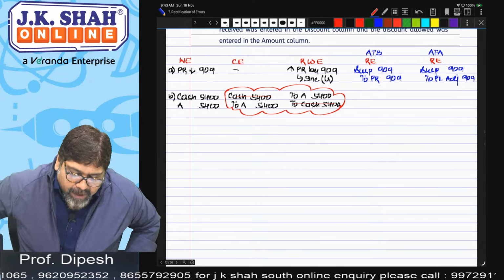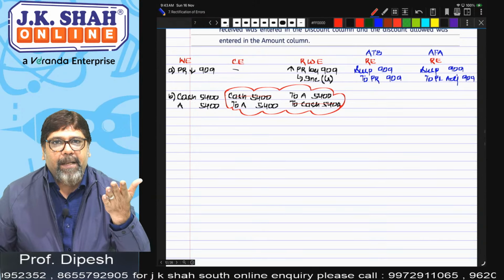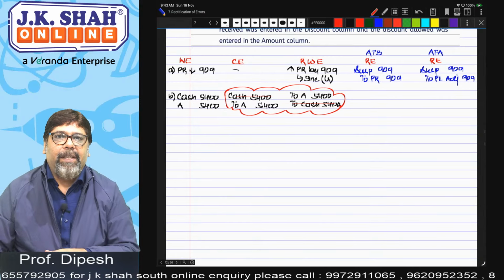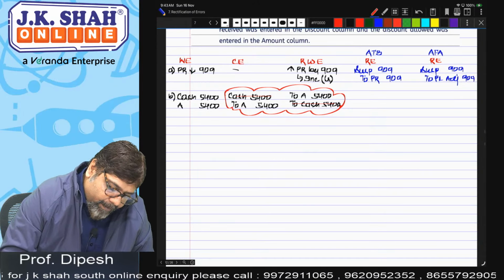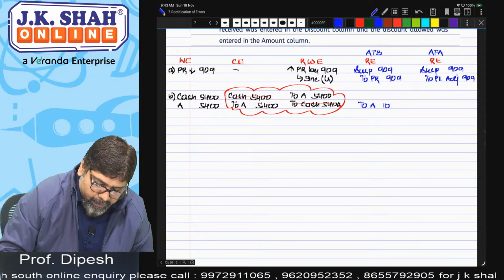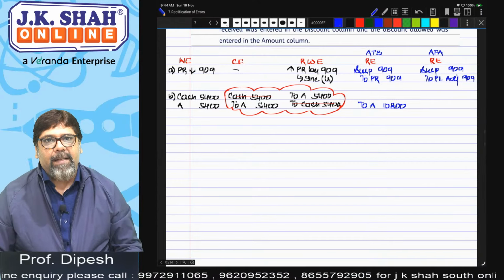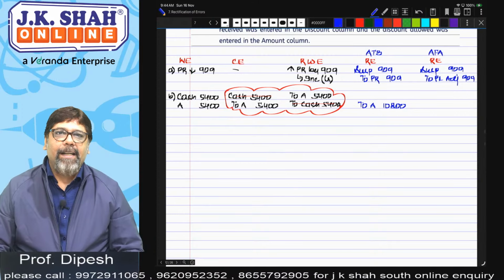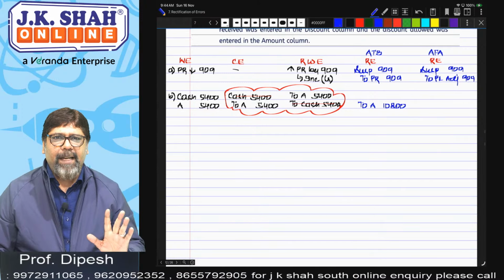Therefore, A credit how much? 10,800. Debit has nothing, that means the error is rectified but the entry is incomplete. If the rectified entry is incomplete, you will write a sentence. To A 10,800. If the rectified entry is incomplete, write a sentence before trial balance: Credit A's account with 10,800. Please credit A's account with 10,800.